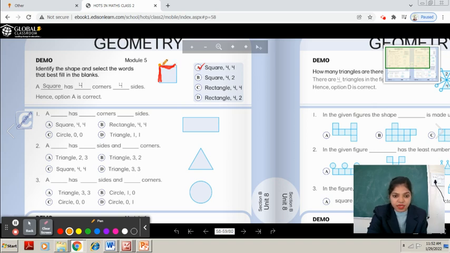In the same way, this line and this line, they are meeting at this point. This is their meeting point. So it is the corner. So where the two lines meet, that point is called corner. Is it clear to all of you? Okay. So now what is side?